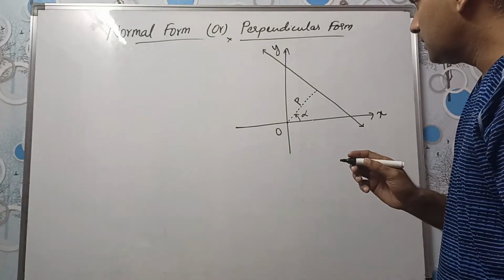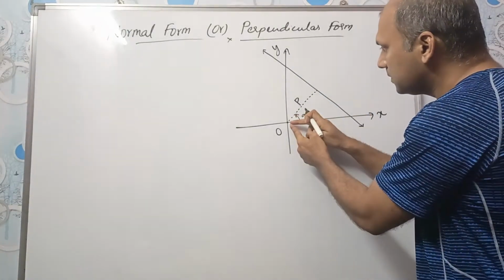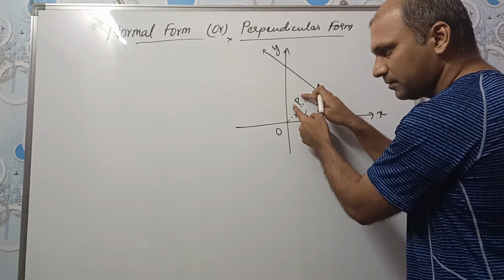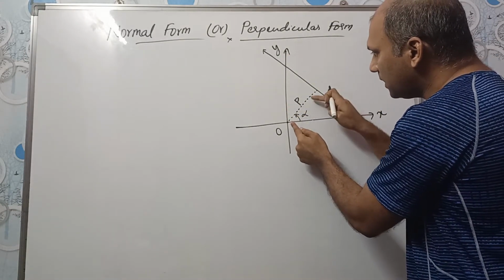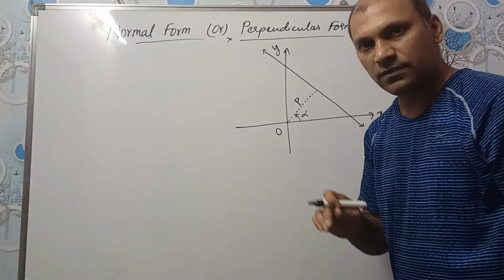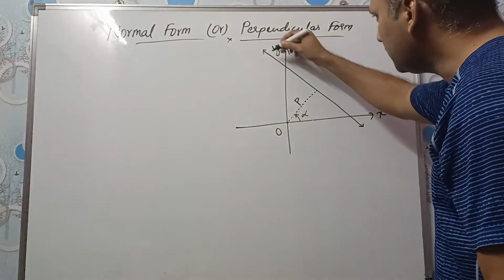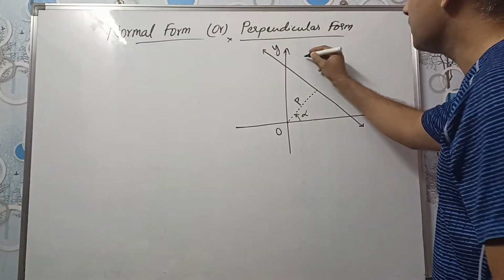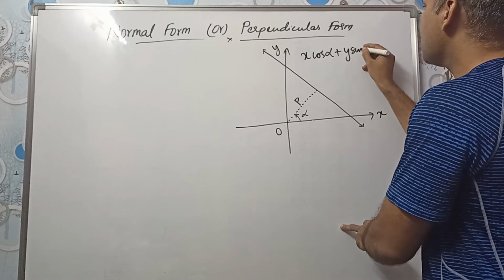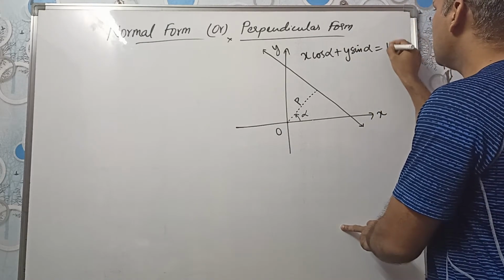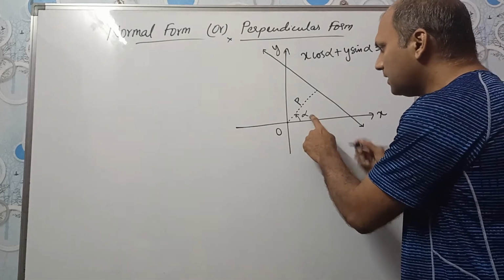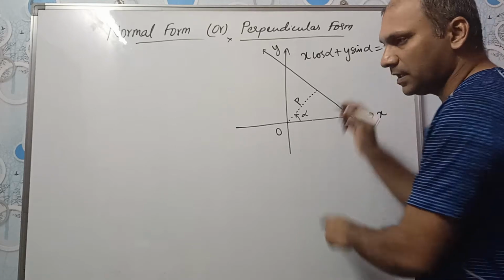Okay. What do we have? See, the perpendicular distance of this line from the origin is P, and this perpendicular is making an angle alpha with the positive direction of x-axis. Then the equation of this straight line is given by x cos alpha plus y sin alpha is equal to P. In some books this angle is denoted by omega.